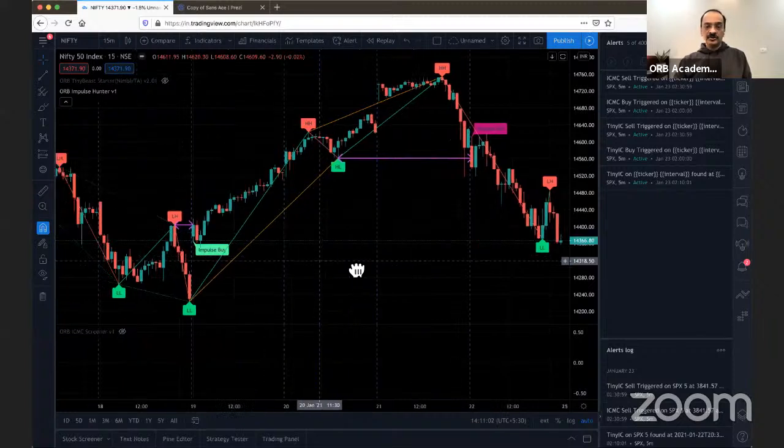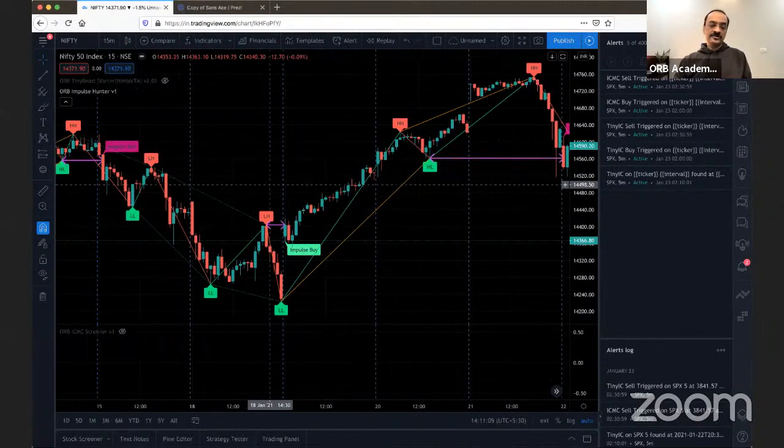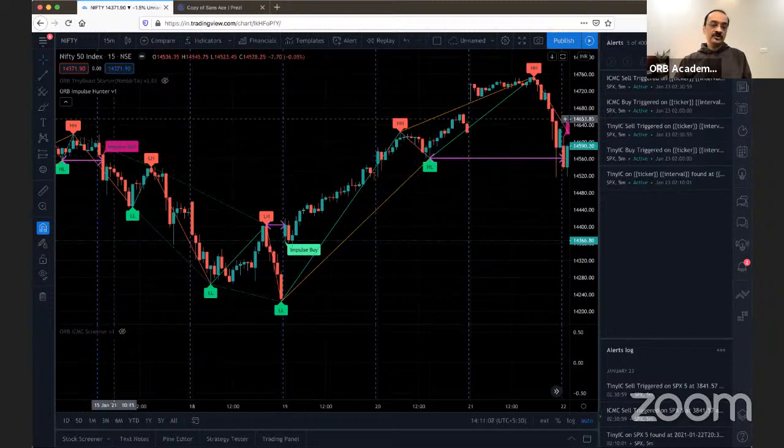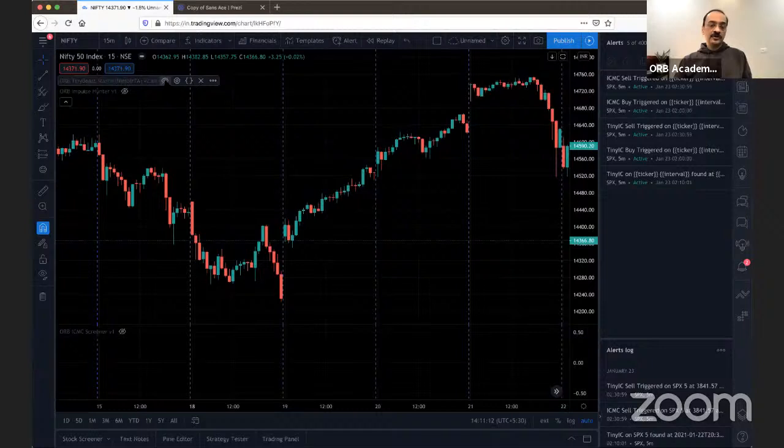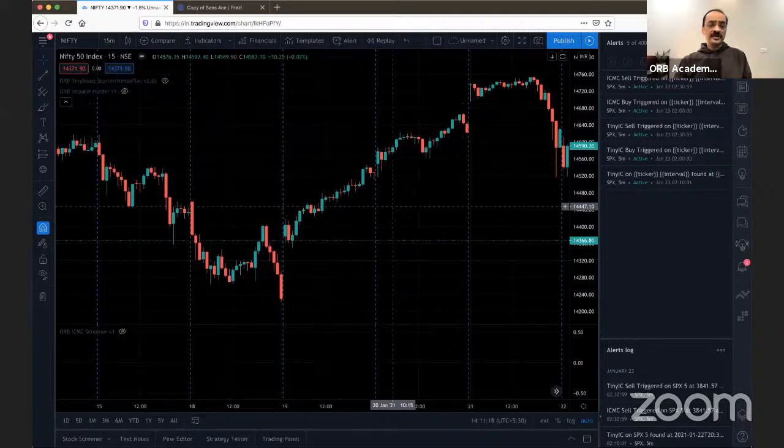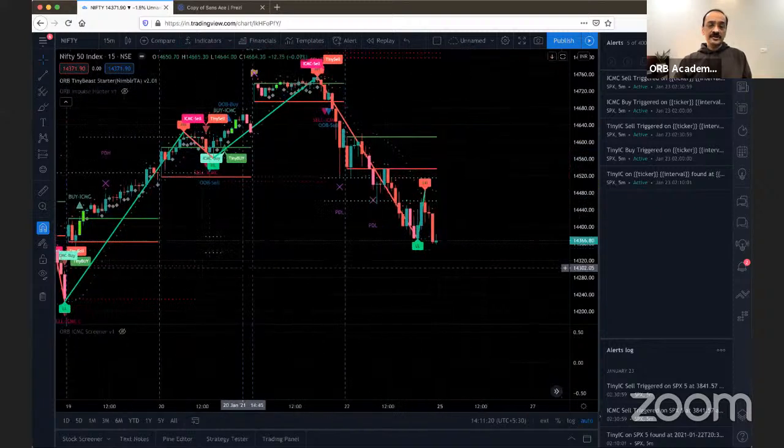So you'll have to check which account you're using, but this is something very beautiful which has come out. So I thought I'll just tell you about this. Then of course, the next indicator which many of you are already using, and that is the tiny beast indicator.